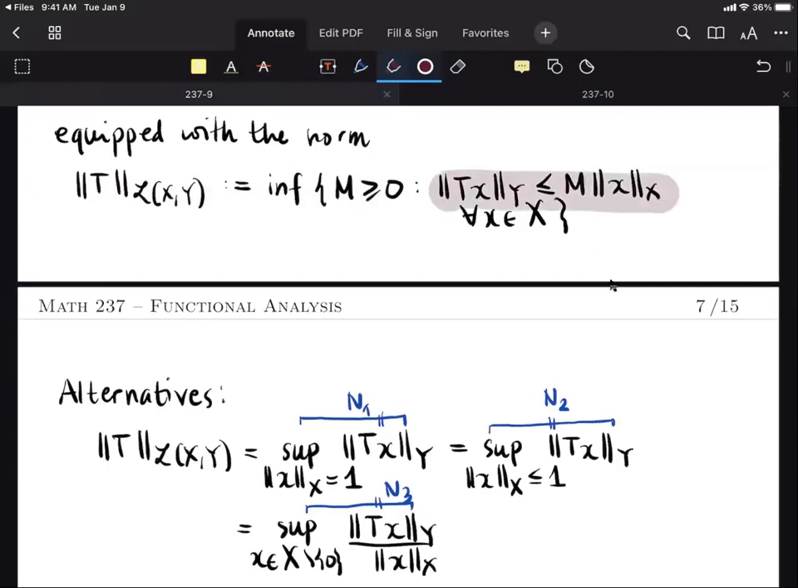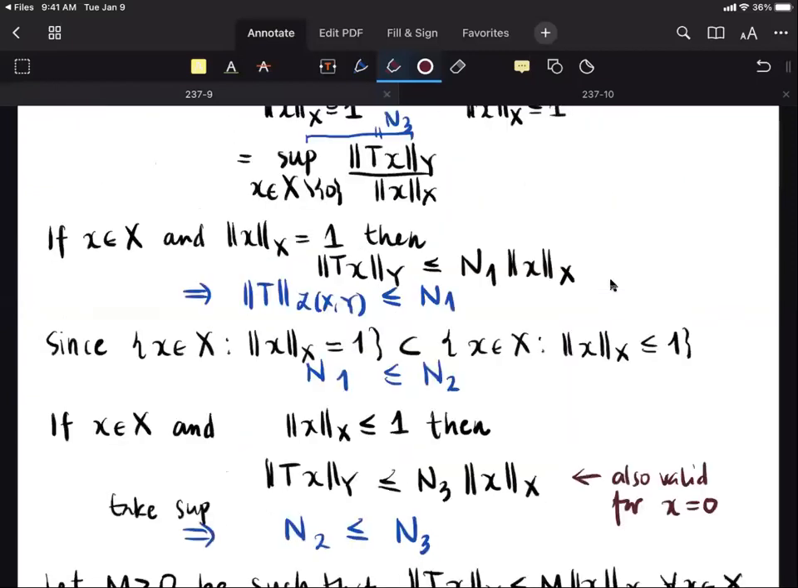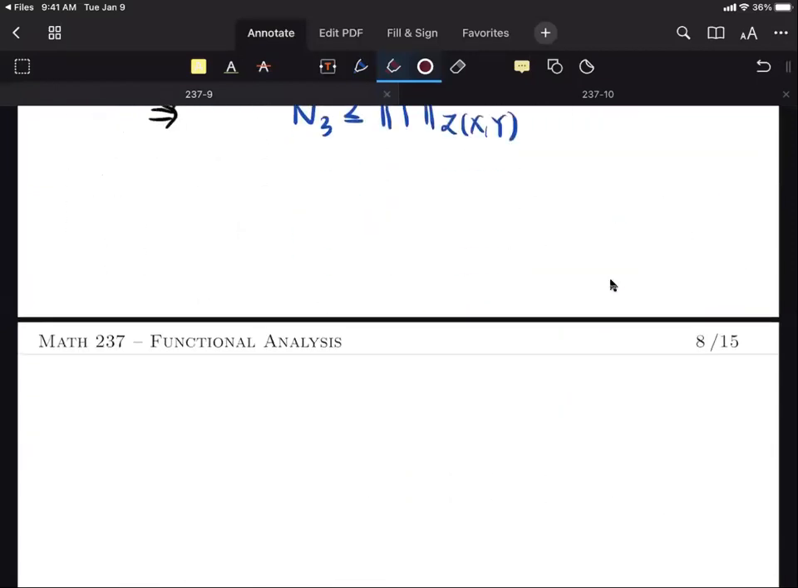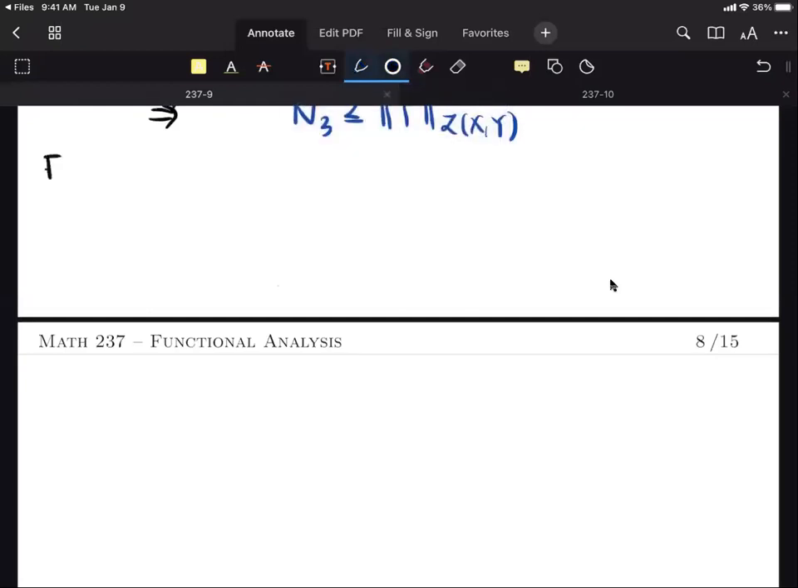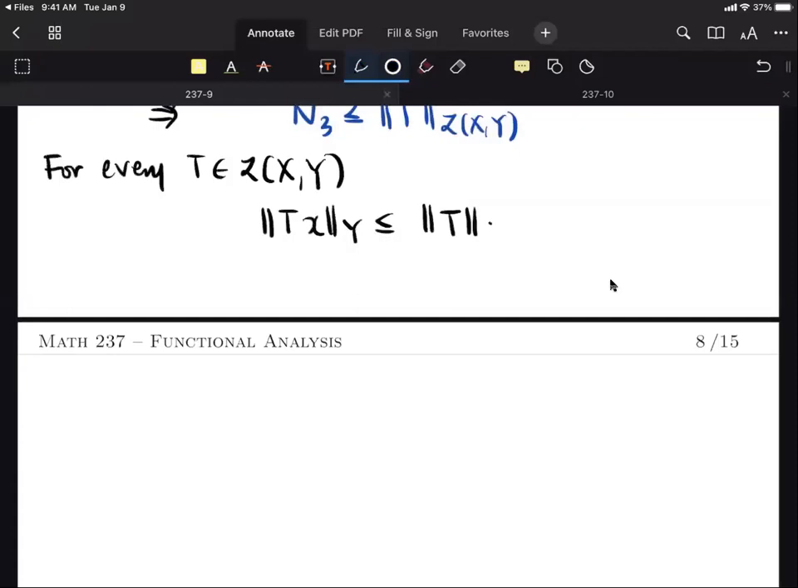So based on this inequality, if I take the infimum over all M, we have the following estimate. For every T that is linear and bounded from X into Y, the norm of the image is less than or equal to the norm of the operator times the norm of the pre-image.